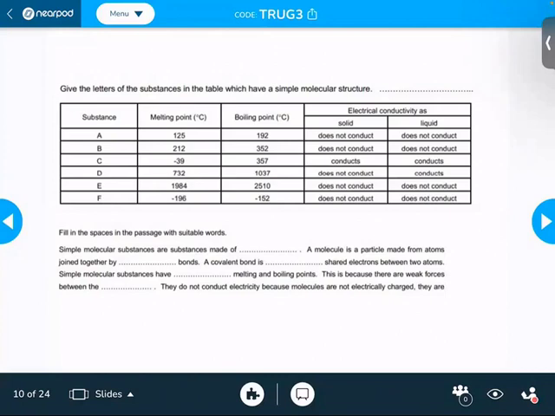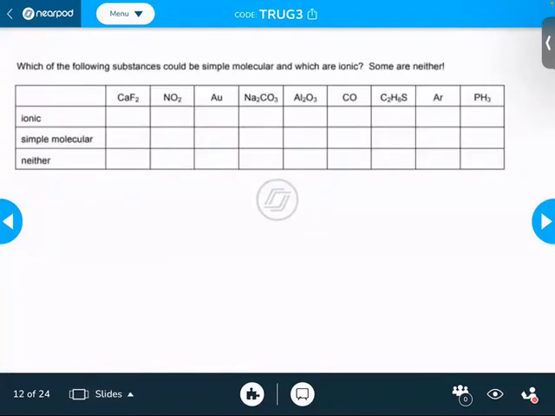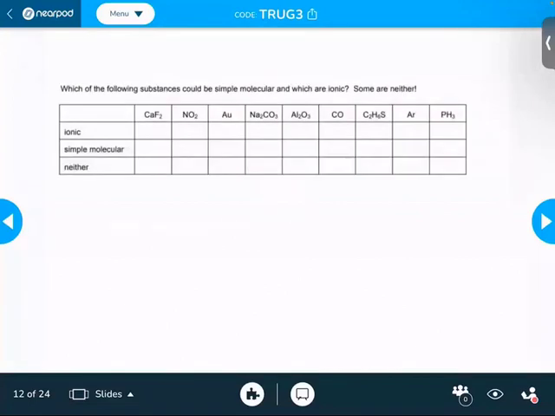Right then. People often struggle with identifying whether a substance is ionic, simple molecular, or in fact, could it be neither? Have a look at these. You've got to tick off, looking at their formulas, which one is which. Is it ionic, simple molecular, or neither?